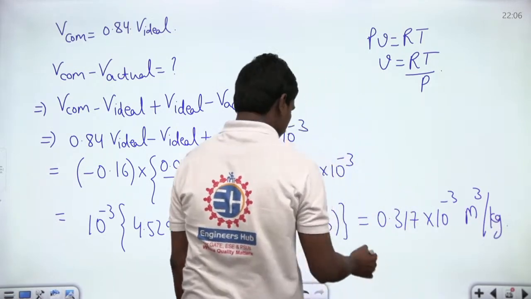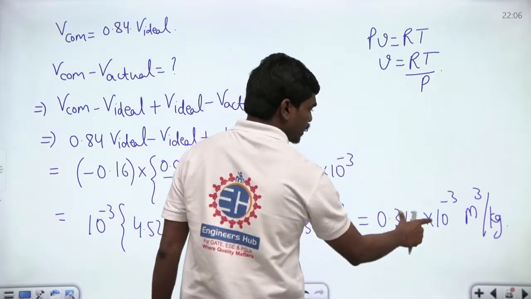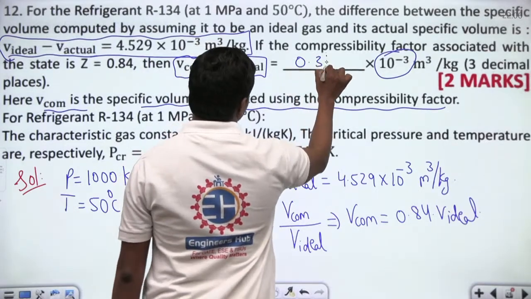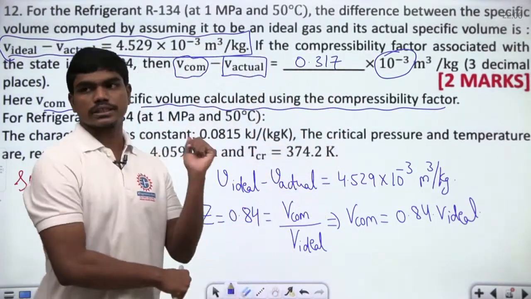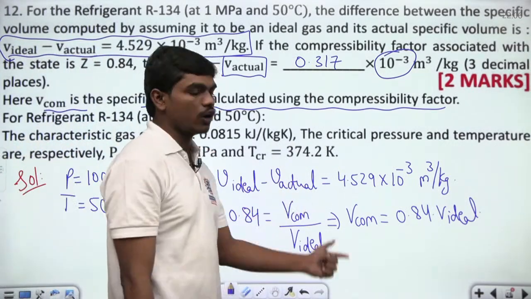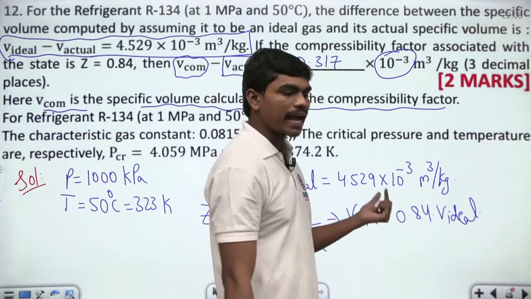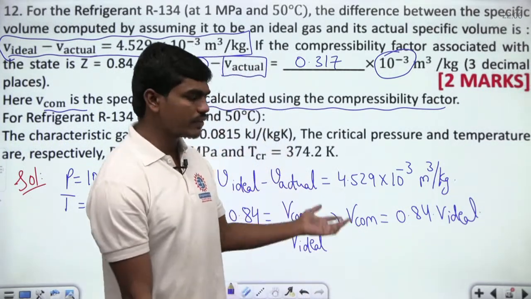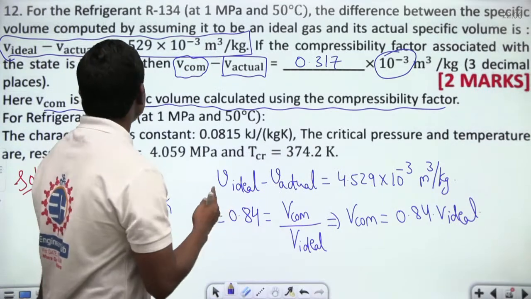And here this difference is given as this quantity into 10 power minus 3. So the fill in the blank that best suits here is 0.317. This is how we can solve this directly without actually finding the actual volume, because if you want to find the actual volume, the calculations increase a bit, but there is no such necessity. We can directly go for this. So 0.317 is the correct answer.